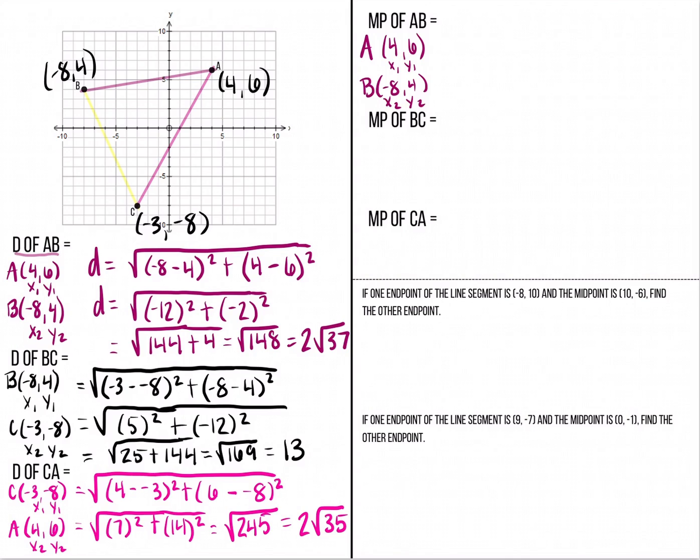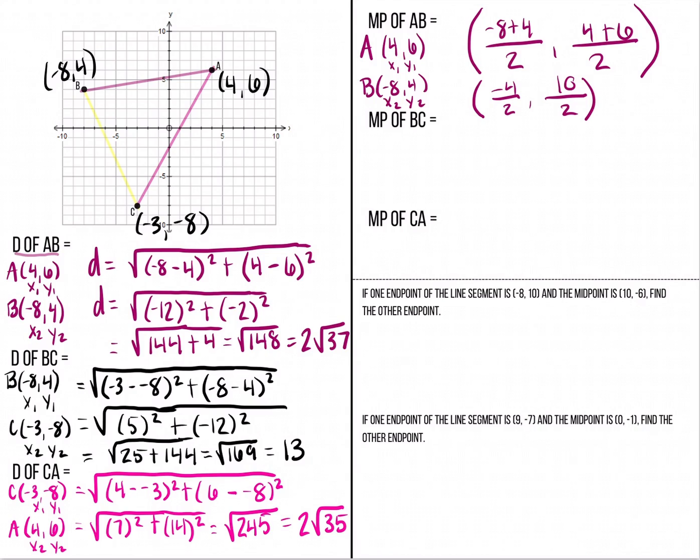So then we're going to plug it in. So I have the ordered pair. So x2, so -8 plus x1, 4, y2, 4, plus y1, 6. Okay, negative 8 plus 4 is negative 4. 4 plus 6 is 10. Negative 4 divided by 2 is negative 2, and 10 divided by 2 is 5. So that's our midpoint, (-2, 5). And if you go on the graph, that's right here. So that point is the midpoint of AB. Okay, it's just saying where is the middle from A to B.